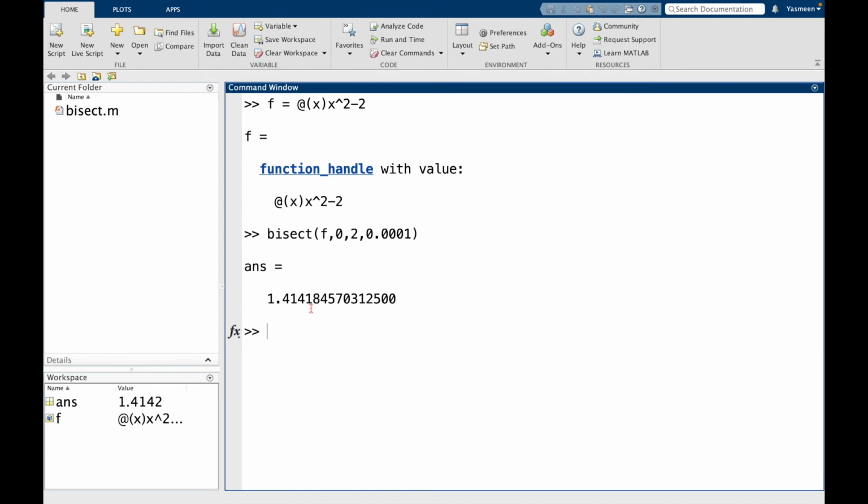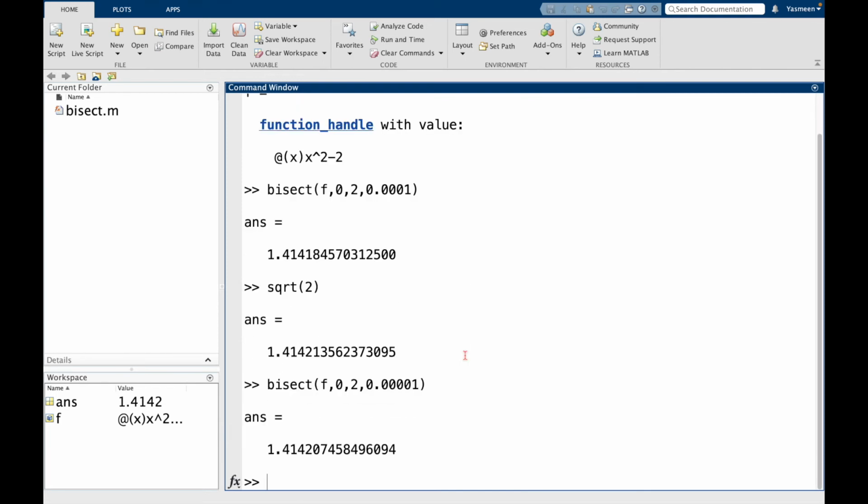We can see here that the answer is very, very close to the square root of 2. If I do square root of 2, I can see that's pretty cool. If I want to get even closer, I could have more precision here. Here was our first bisect, 1.41418. Now we have 1.4142. That's cool. We could have more zeros and get more accurate. Let's see another example, maybe with sine.